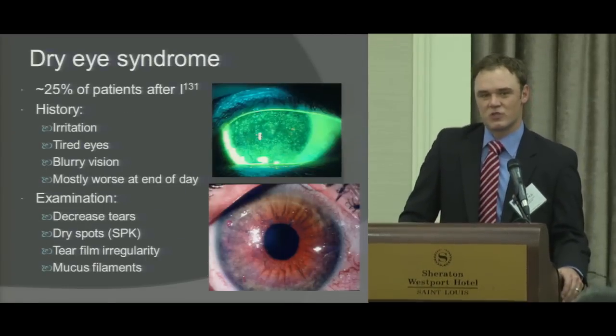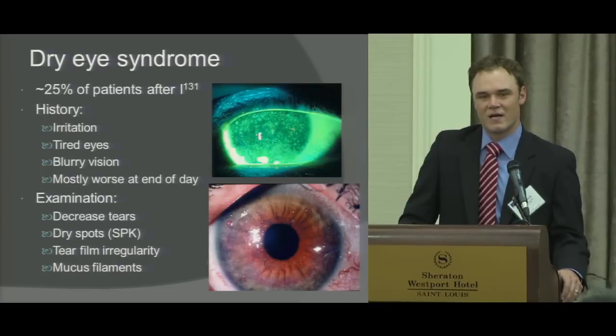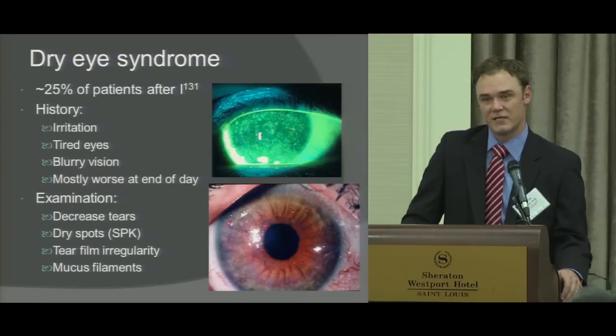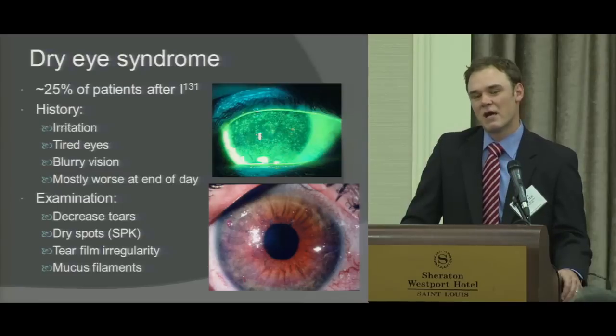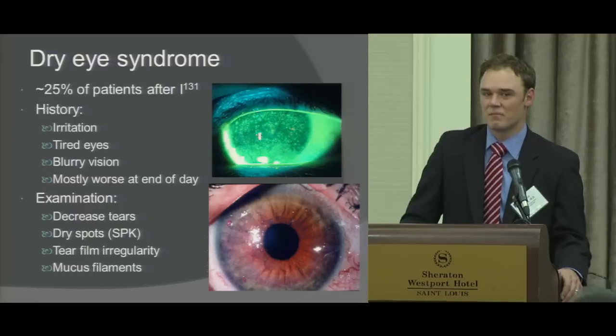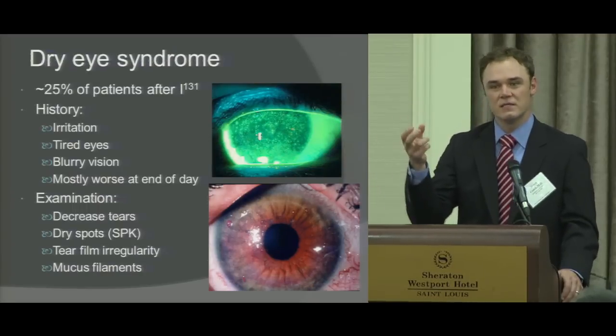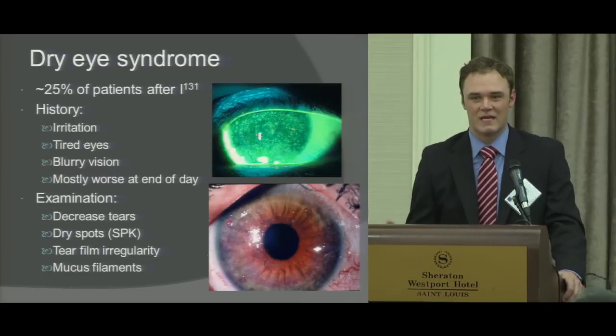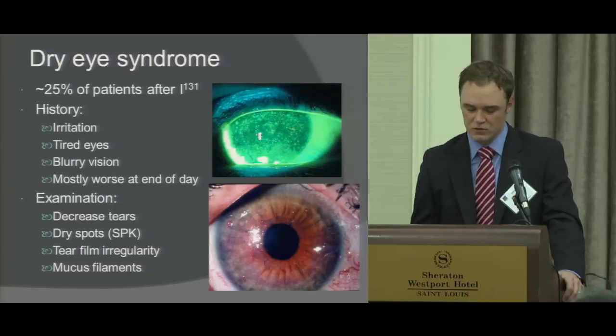Right around a quarter of patients that are treated with high-dose radioactive iodine will develop dry eye. That's because the radioactive iodine actually accumulates within the tear glands. The tear glands then don't produce as many tears, and believe it or not, the tear film itself is a fairly complex milieu. It has a lipid layer, a water layer, and a mucus layer. If there's some alteration in that balance, the eye becomes teary. Patients will describe irritated, tired eyes, especially towards the end of the day. Usually it's both eyes, and they describe blurry vision.